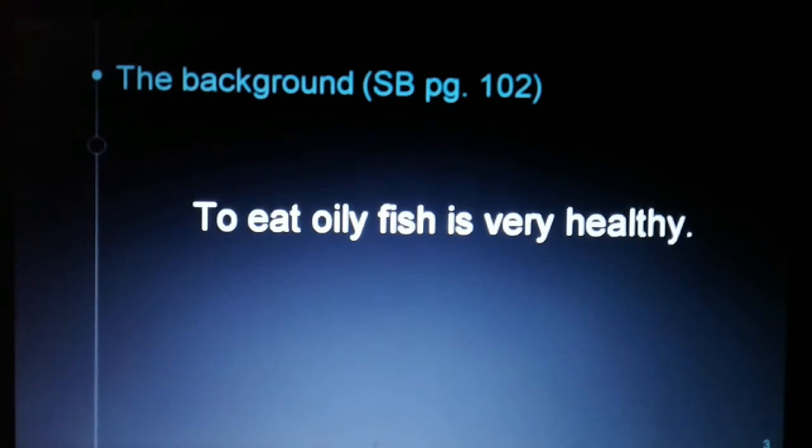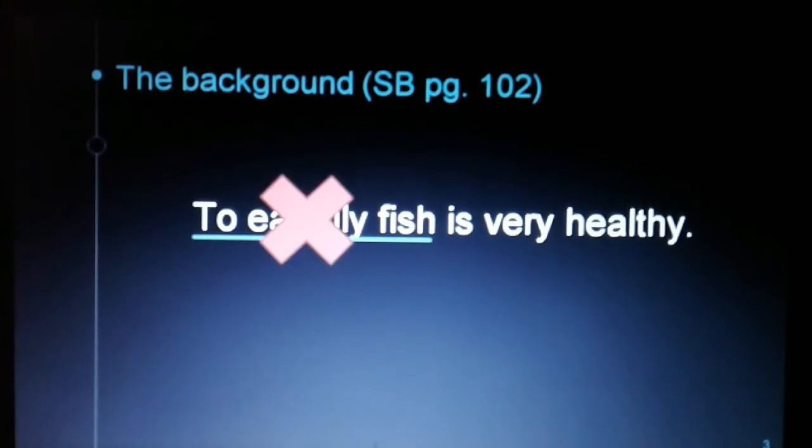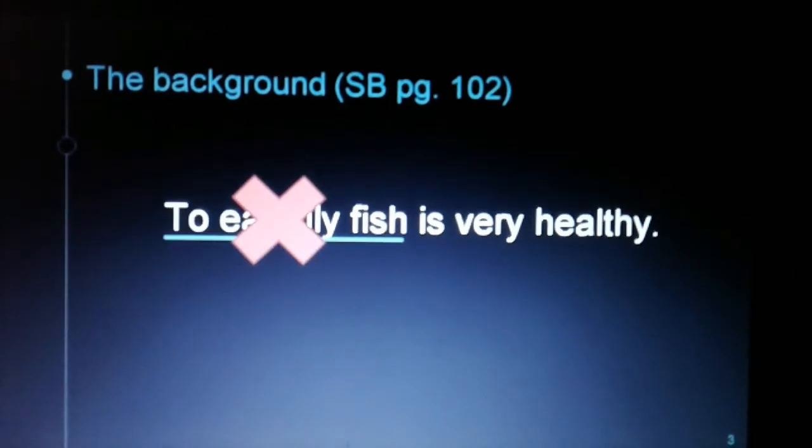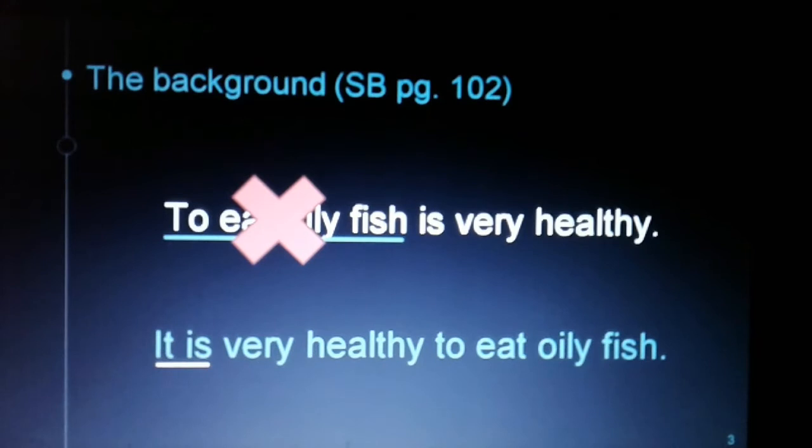Now take a look at the sentence. To eat oily fish is very healthy. If you want to start a sentence by using to infinitive, like this one, to eat oily fish, it actually isn't really recommended. Because the sentence doesn't look proper and natural, so we need to use preparatory it to make it into a better sentence, like this one. It is very healthy to eat oily fish. This form of sentence surely looks better than the last one.